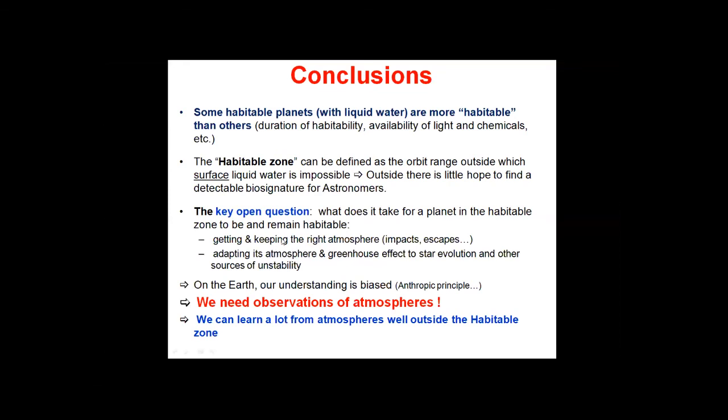So we need to understand the kind of zoo we can have, because we have to understand if the Earth is exceptional or not. On the Earth, our understanding is biased. Of course, it's not a coincidence that we are on a planet which has been covered by ocean for 4 billion years. And to really make progress, I think we need observation of atmospheres. And in fact, to learn more about that, we can even learn from atmospheres well outside the habitable zone. We want to understand the possible zoo of atmospheres that can exist and all the processes that control atmospheres and oceans on other planets.